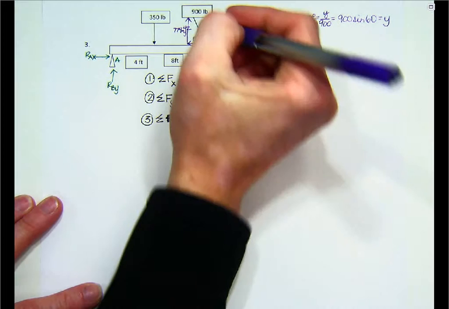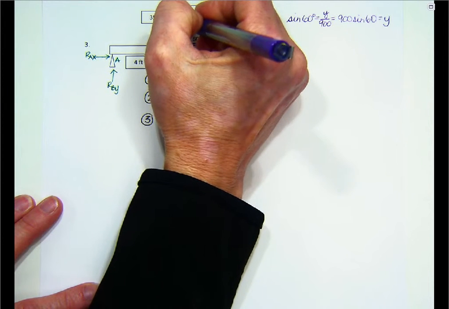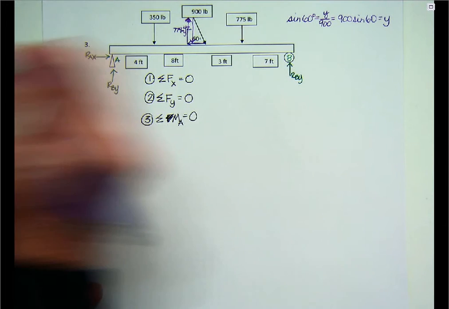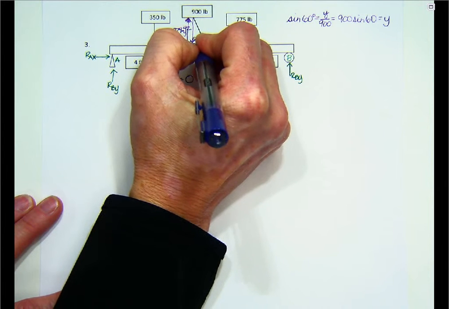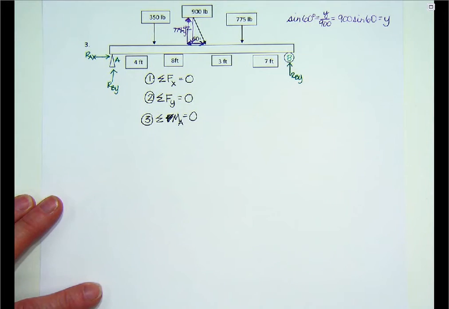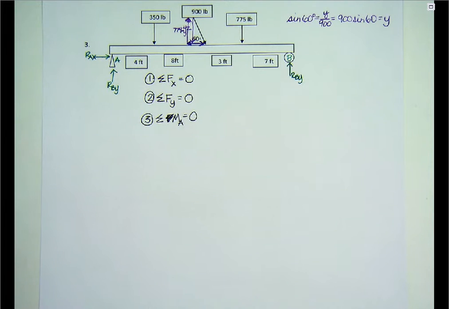And really, I drew my vectors the wrong way. This should go down like this, and my blue should go over like this, because if I start here, I would go down and over. So ignore that. Now it's fixed.